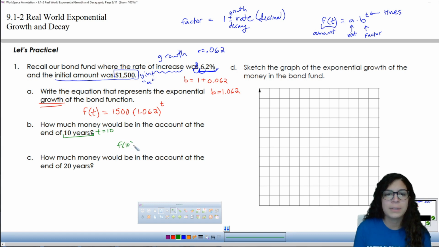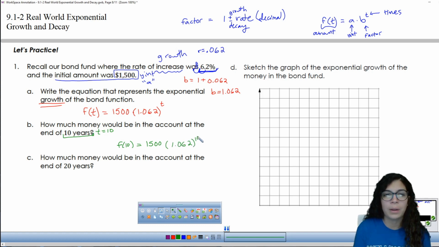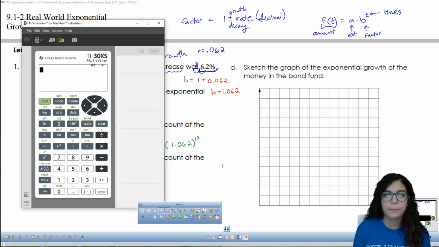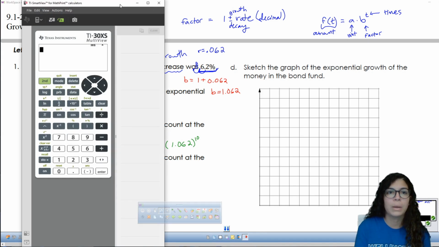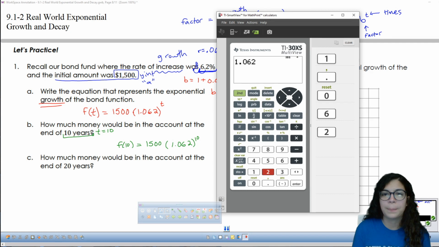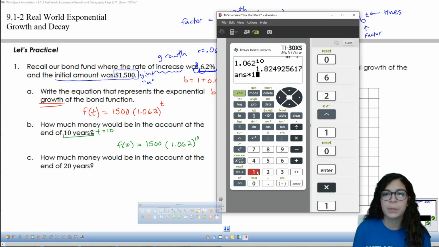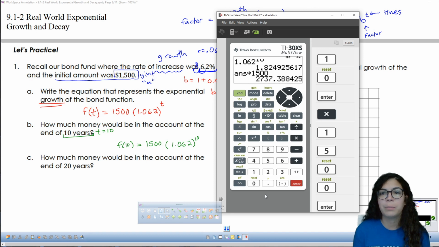So let's find f of 10, where we first have to do the exponent: 1.062 to the power of 10. I'll grab my calculator for that. So 1.062 to the power of 10, and then now we can multiply. Remember, in order of operations, we do exponents first, then multiplication. So we end up with 2737.388425. Now this is money, and this is the amount of money that we have after 10 years.